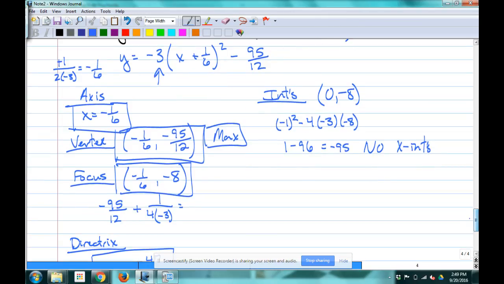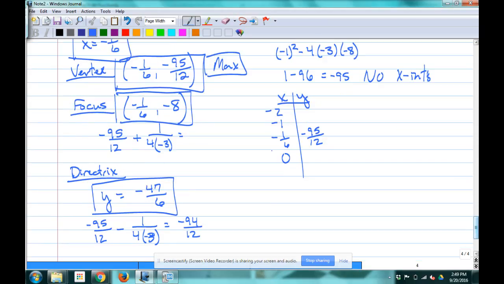And then we need to build a table around the vertex. Vertex is at negative 1/6, negative 95 over 12. To the left of negative 1/6 will be negative 1, negative 2. To the right will be 0 and 1. Since this is a fraction in our vertex, it's probably not going to be that nice pattern on the coordinates like what we've had. But the good thing is I've got the graphing calculators to get me those values just like I want them.